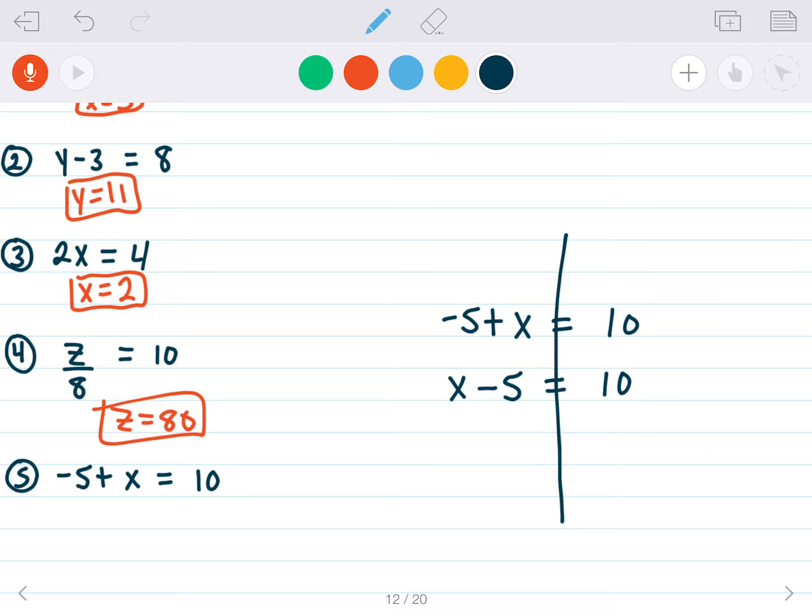Okay, so here, working on the side with the variable, we want to undo subtraction by 5. What's the opposite of subtraction by 5? Adding 5. So I need to add 5 to both sides. Here I get 0, and I get x on the left side plus 0, which I don't have to write. 10 plus 5 on the right is 15. So that's my answer here.